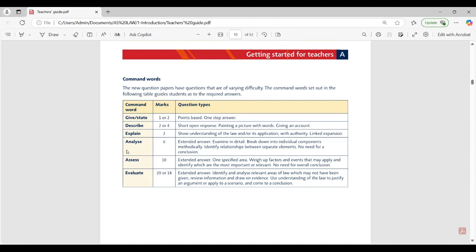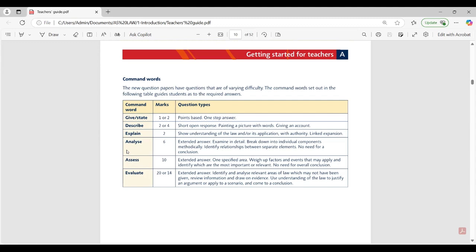And if it says explain, then you have to show your understanding of the law, and you have to use authority, meaning the case laws, acts of parliament. So you're expected to expand your answer a little bit when it says explain.